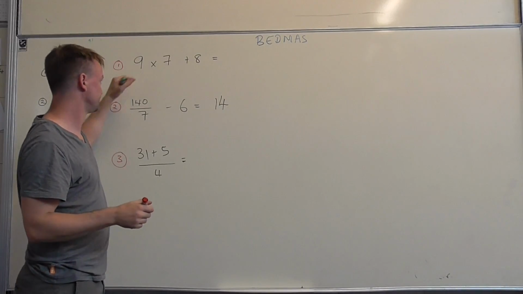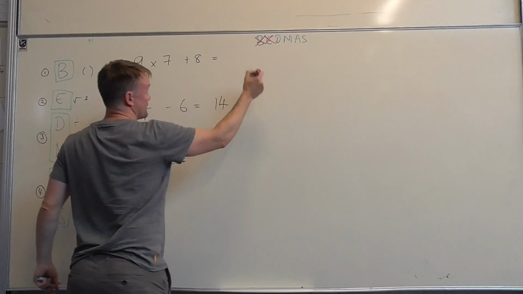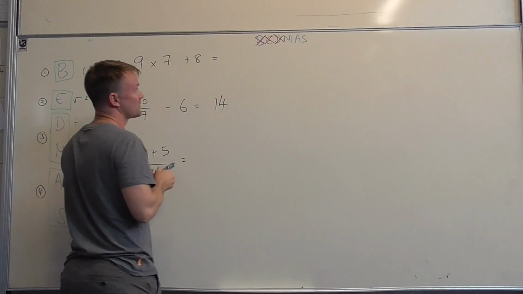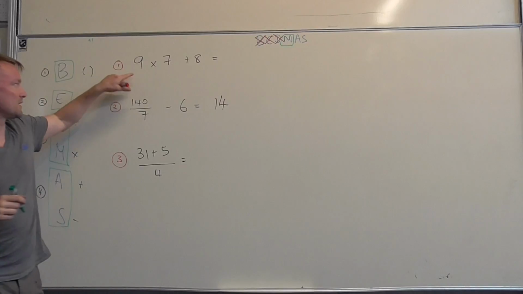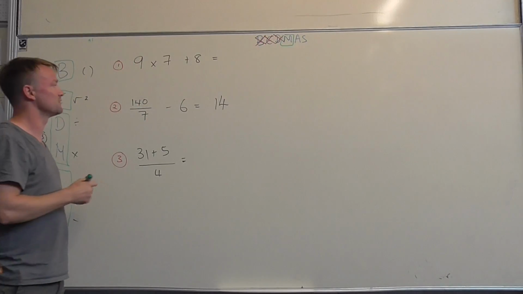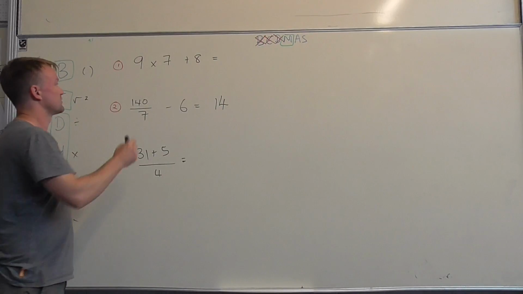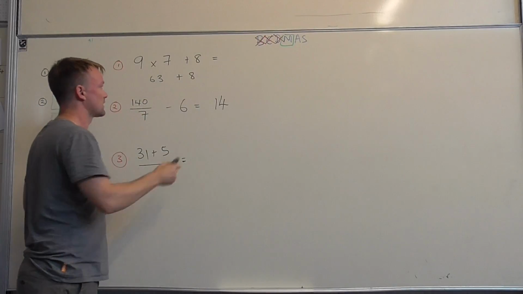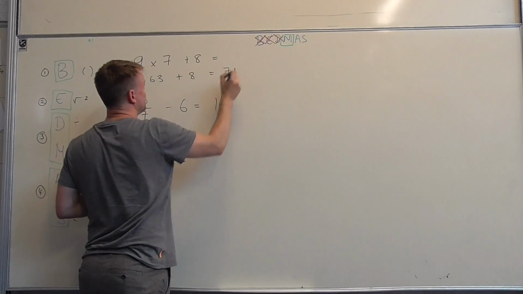No brackets. There are no exponents. There's no division, but there is multiplying, so I'm going to use that. And because multiplying is first, I'm going to multiply 9 and 7 first. So 9 times 7 is 63. And I got that excited, I dropped my pen. Then I'm going to add 8. 63 add 8 is 71.